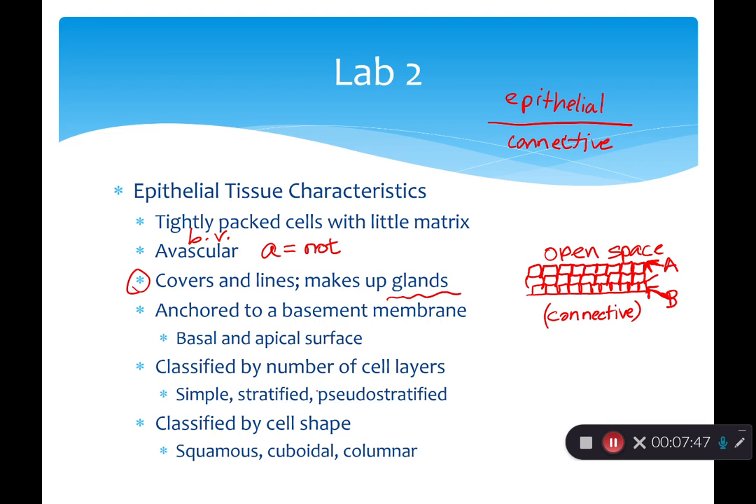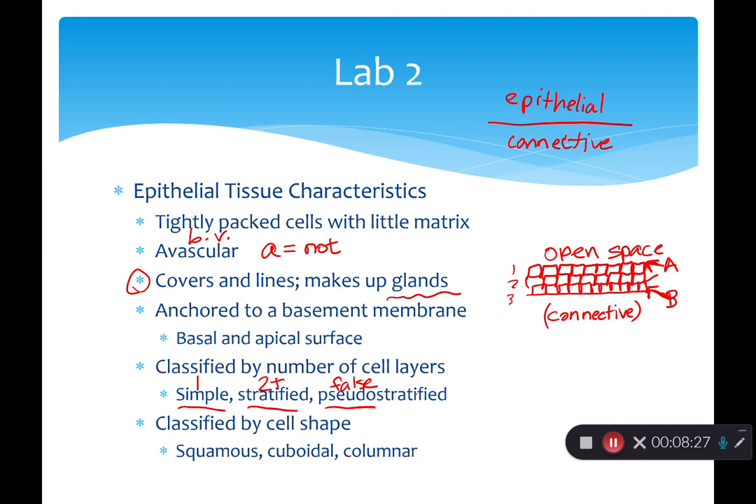Epithelial tissues are classified by the number of cell layers and by cell shape. So at cell layers, we have 1, 2, 3. That would be stratified. Stratified is 2 or more layers of cells. Simple, then, is just 1. It's what I do the first time. We also have one called pseudo-stratified. Pseudo means false. It looks stratified, but actually it's simple. And I'll show you that on the next slide.